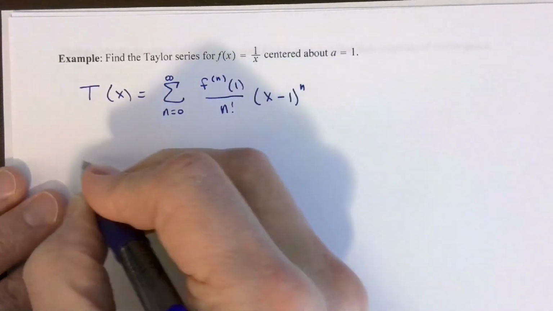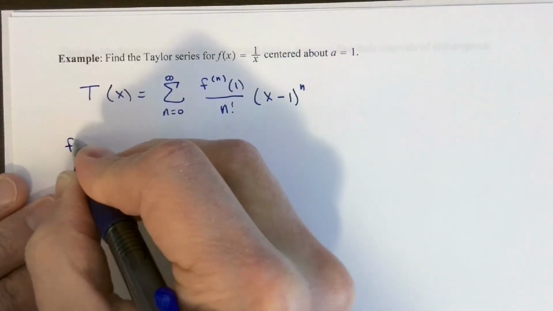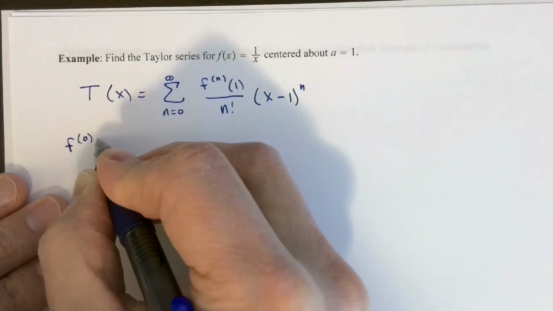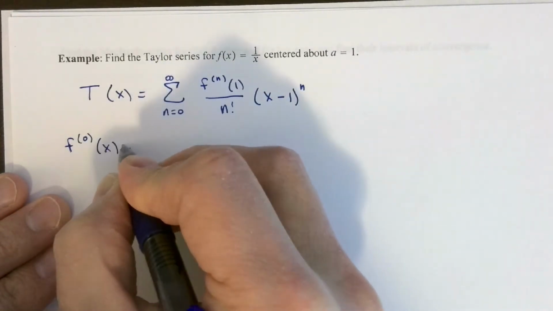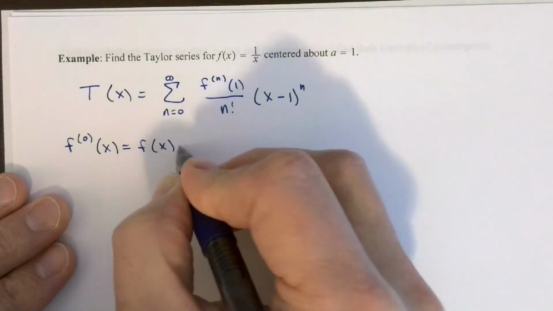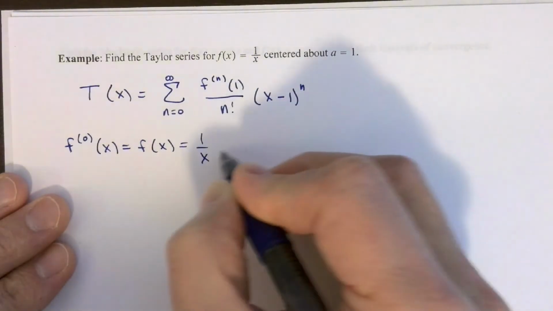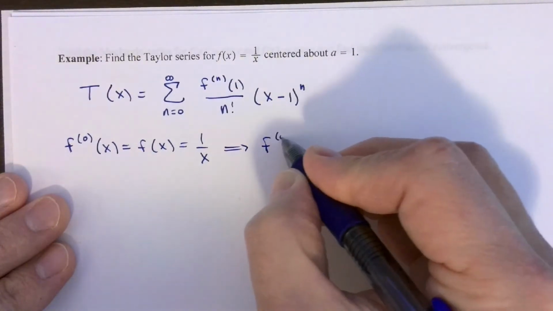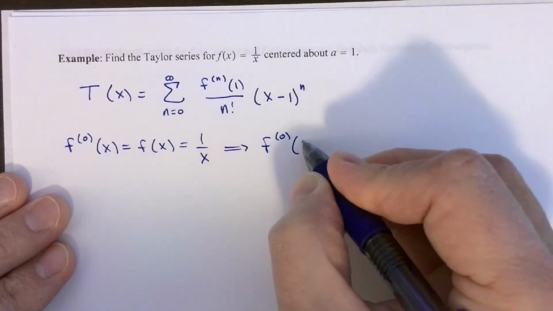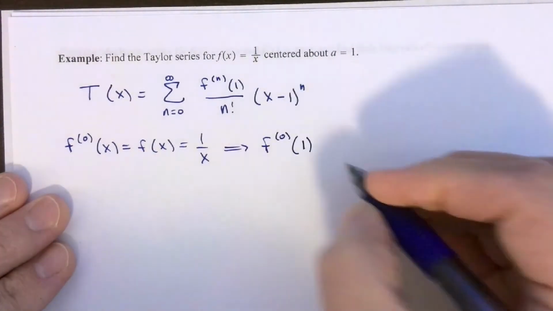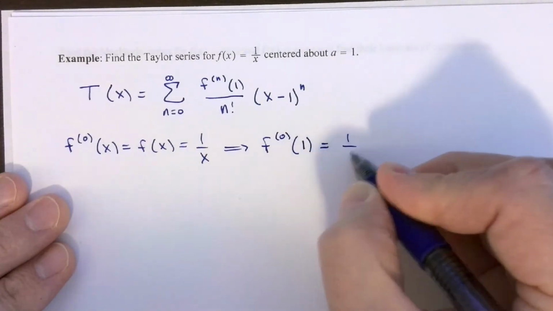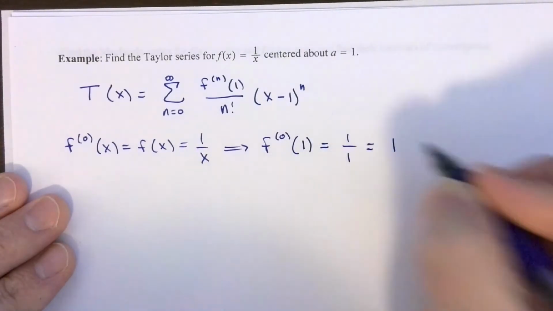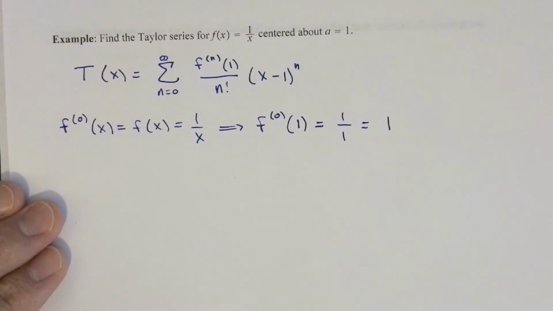So we start, remember, with the 0th derivative, which was the function itself. That is just 1 over x. And then, of course, I'm interested in evaluating that 0th derivative at where? 1, right? We're centering about 1 this time. So that's 1 divided by 1. That's a big fat 1.